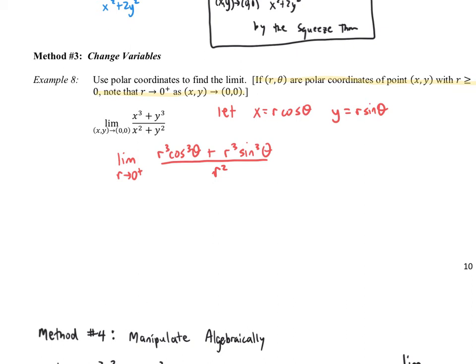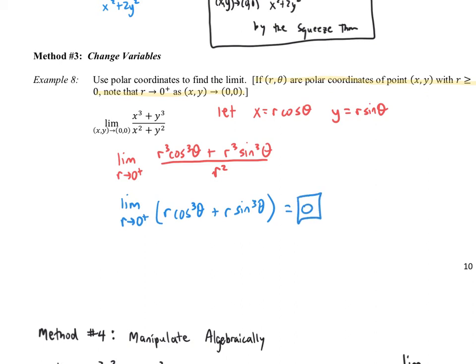We don't want to substitute yet because we want to be able to cancel this. So we're going to let the limit be r going to 0 from the right, and we're going to cancel r squared in each part here. So we're going to get r cosine cubed theta plus r sine cubed theta. Notice that we don't have any defining value for theta, so theta could be anything. But if r is 0 algebraically, then this limit will become 0.